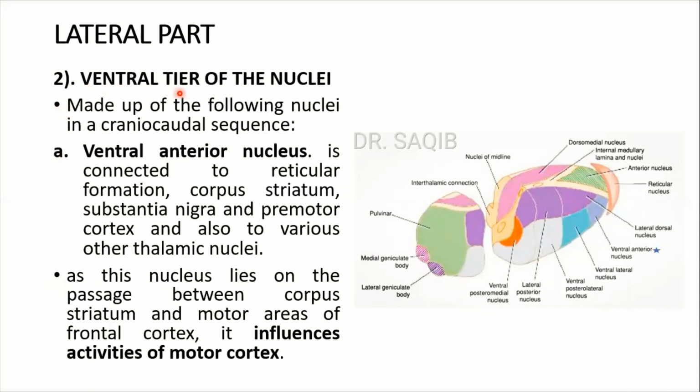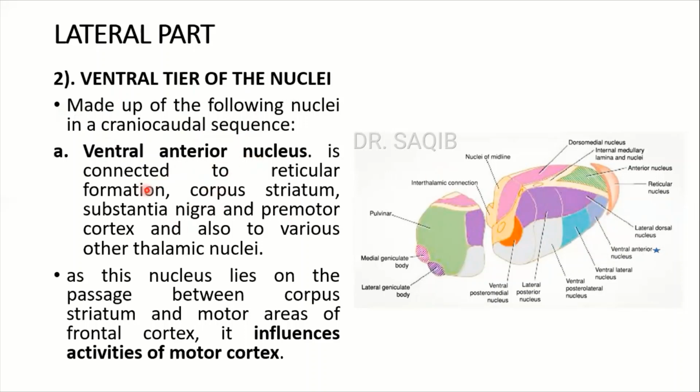Then is the ventral tier of the nuclei. It has a large number of nuclei. The following nuclei are arranged in a craniocaudal sequence. Ventral tier of the nuclei of the thalamus is made up of the following nuclei in a craniocaudal sequence. Number one, ventral anterior nucleus. Here you could see this is the ventral anterior nucleus, right?